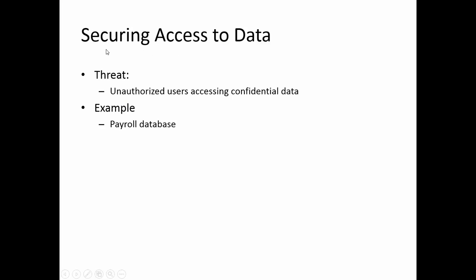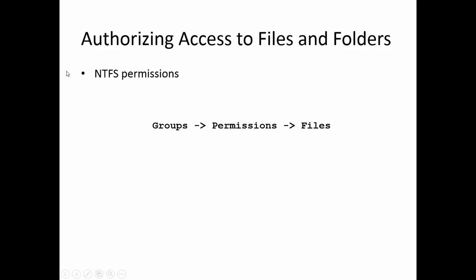Another category or a level of security is securing access to data. Who can access what? And the threat is that unauthorized users get access to confidential data. For example, we don't want just anybody accessing the payroll database. Only people who are accountants should be able to access the payroll database. And this allows us to authorize access to files and folders.